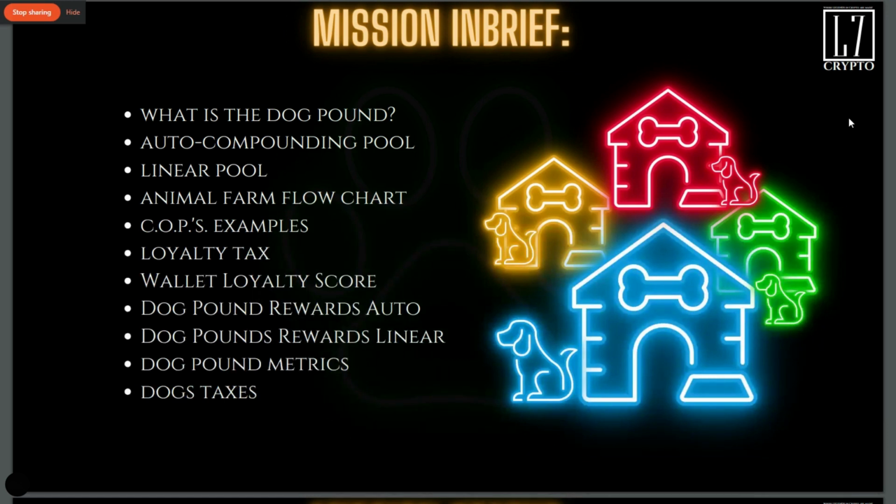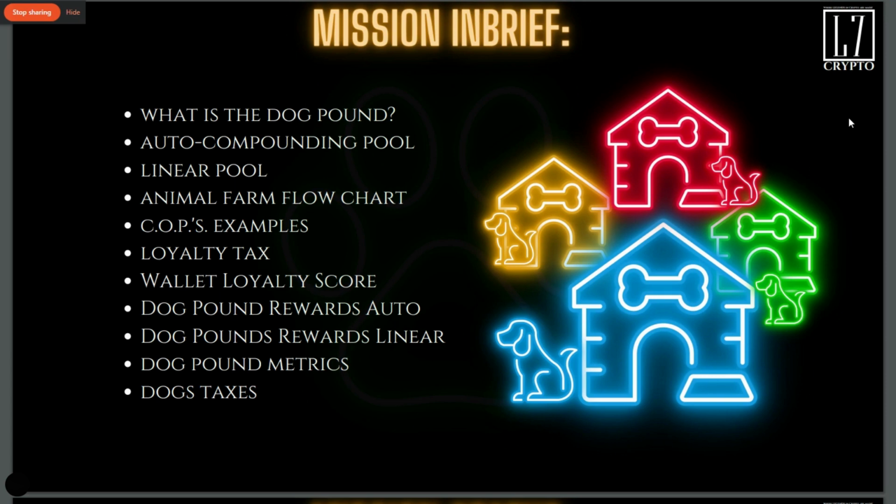Mission in brief, we're going to cover what is the Dog Pound, the auto staking compound pool, the linear pool, Animal Farm flow charts, the COP examples, Legends already know, loyalty tax, wallet loyalty score, Dog Pound rewards for the auto compounding, Dog Pound rewards for the linear, Dog Pound metrics, and the dog taxes.